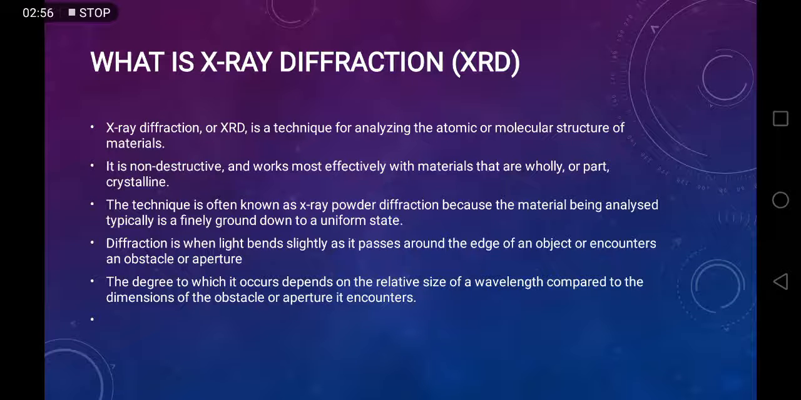X-ray diffraction, or XRD, is a technique for analyzing the atomic or molecular structure of materials. The technique is often known as X-ray powder diffraction because the material being analyzed typically is finely ground down to a uniform state. Diffraction is when light bends slightly as it passes around the edge of an object or encounters an obstacle or aperture. The degree to which it occurs depends on the relative size of the wavelength compared to the dimensions of the obstacle or aperture it encounters.